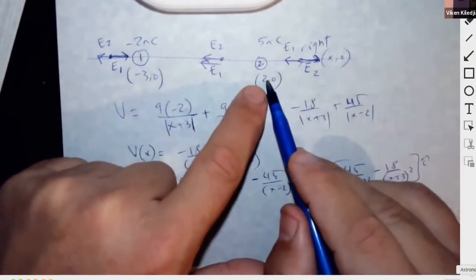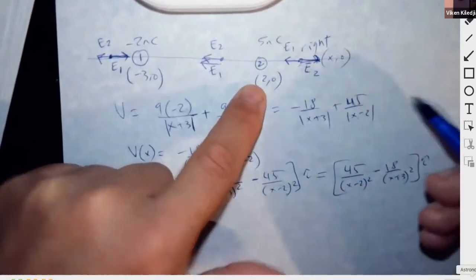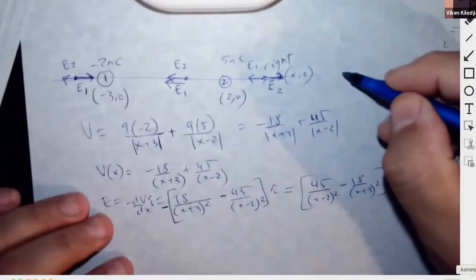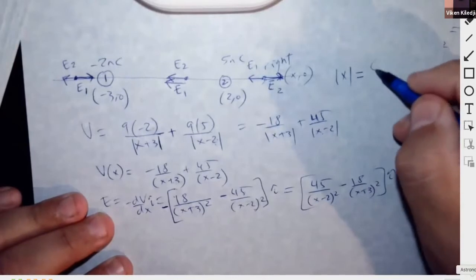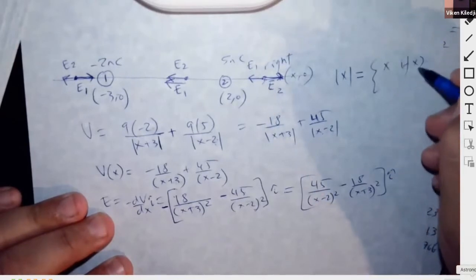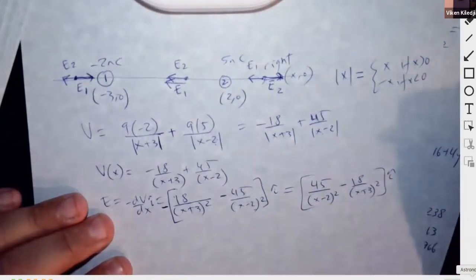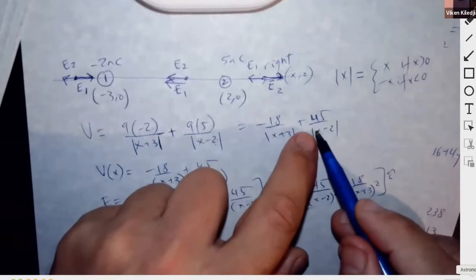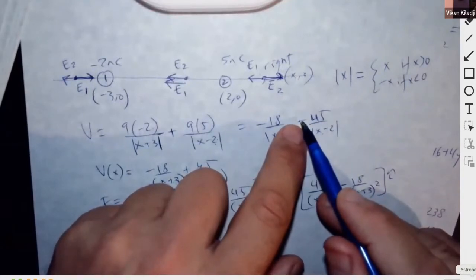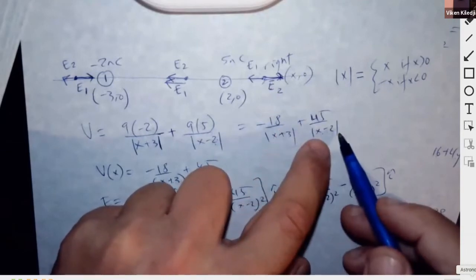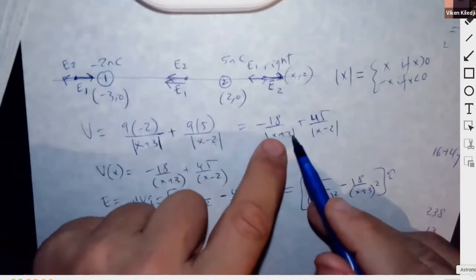You are less than 2, so this absolute value turns into negative of itself. I'm using this property of absolute values: absolute value of x is x if x is greater than 0, negative x if x is less than 0, right? So when I'm less than 2, this is going to be a negative number, so I need to put another negative to get rid of the absolute value. And then this, I'm still to the right of that, so it's still x plus 3.